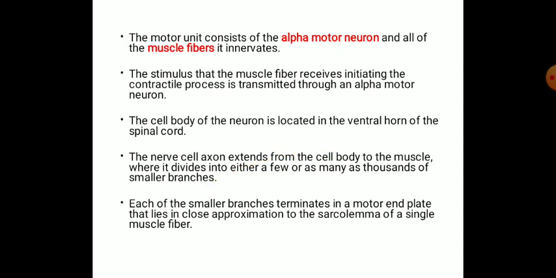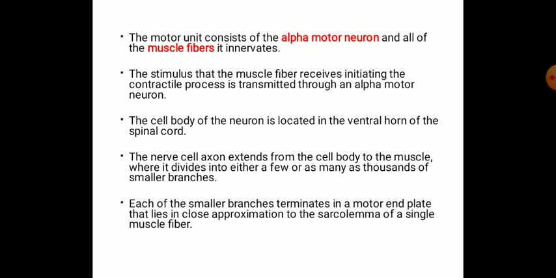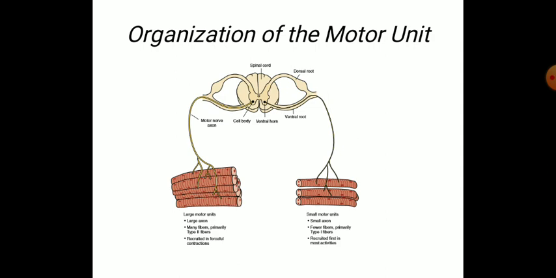The motor unit consists of an alpha motor neuron and all the muscle fibers it innervates. So this is the alpha motor neuron, and the muscles innervated by that alpha motor neuron. The stimulus that the muscle fibers receive, initiating the contractile process, is transmitted through an alpha motor neuron. The cell body of the neuron is located in the ventral horn of the spinal cord. The nerve cell axon extends from the cell body to the muscle, where it divides into either a few or as many as thousands of smaller branches. Each of the smaller branches terminates in a motor end plate that lies in close approximation to the sarcolemma of a single muscle fiber.